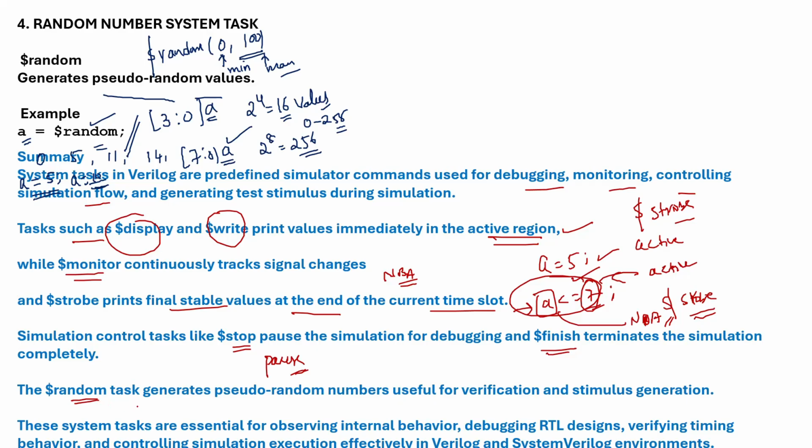$random generates random numbers. They will ask you how to generate random numbers without the rand keyword, and you can use $random. This $random generates the random numbers.